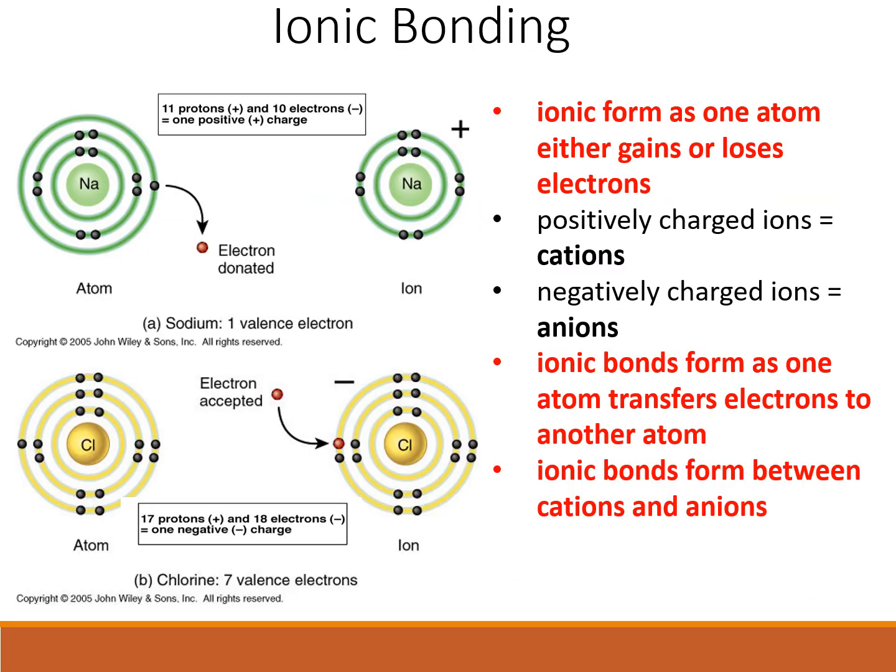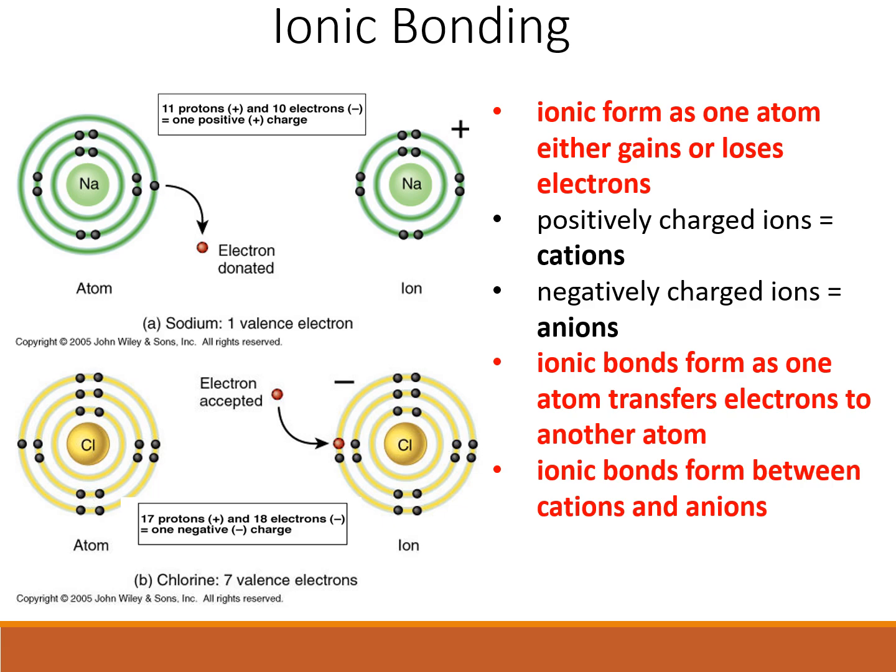Ions form as one atom either gains or loses electrons. If you lose an electron, you become a positively charged ion known as a cation. And if you gain an electron, you become a negatively charged ion known as an anion. For every electron that you gain or lose, your charge changes by 1. Ionic bonds form as one atom transfers electrons to another atom. So, simply put, ionic bonds form between cations and anions.